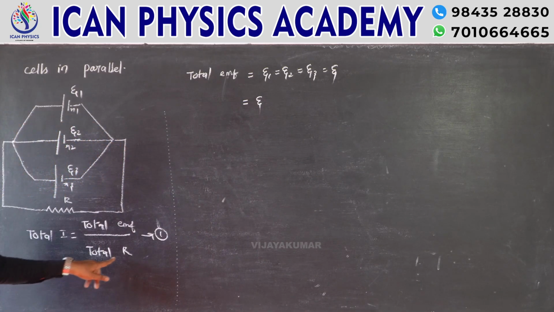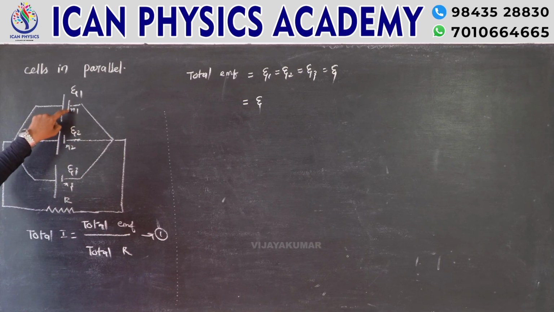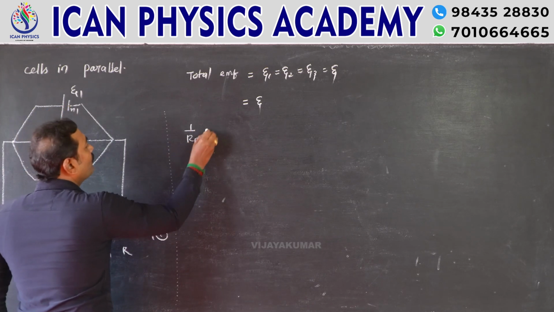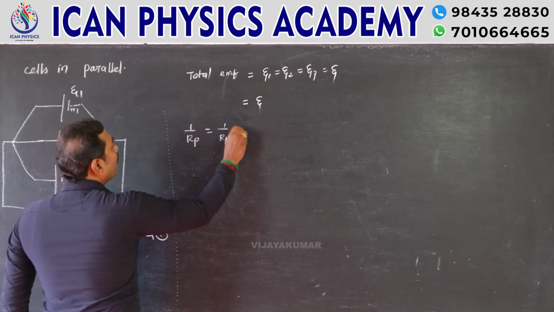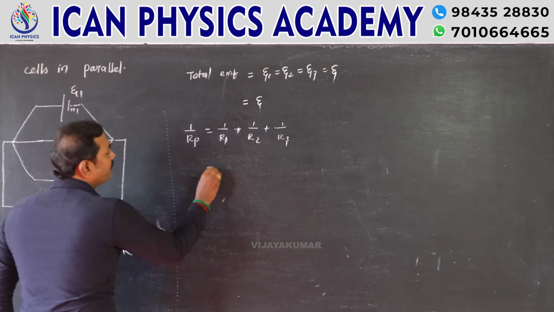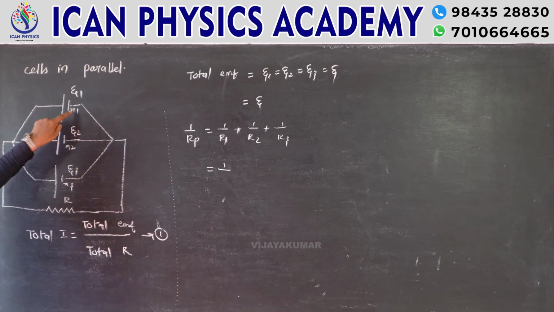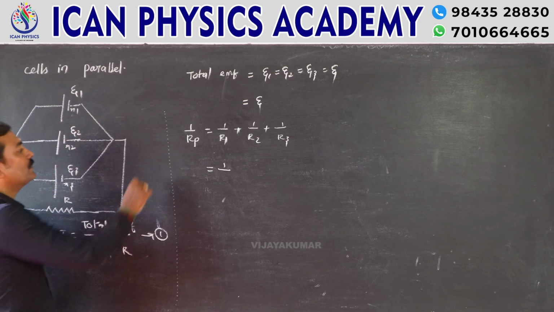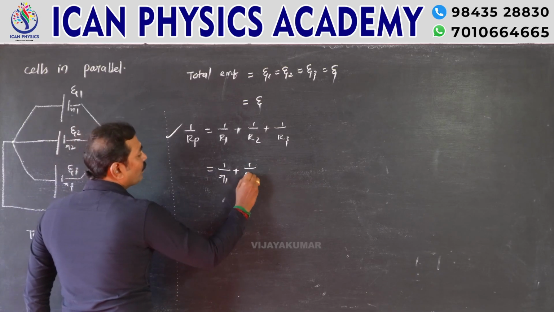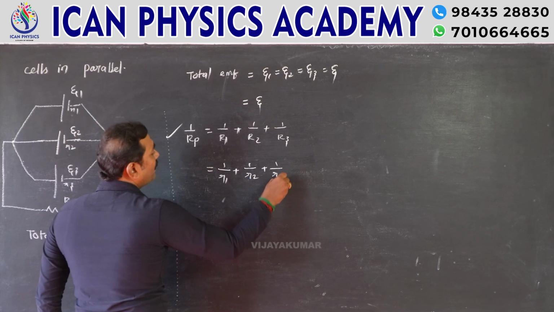Now we have to calculate the total resistance. Here, the internal resistances of the batteries are connected in parallel. So what is the general formula? 1 by Rp equals 1 by R1 plus 1 by R2 plus 1 by R3. For our case, the internal resistances are taken as small r1, small r2, small r3, so the general formula can be modified: 1 by r1 plus 1 by r2 plus 1 by r3.